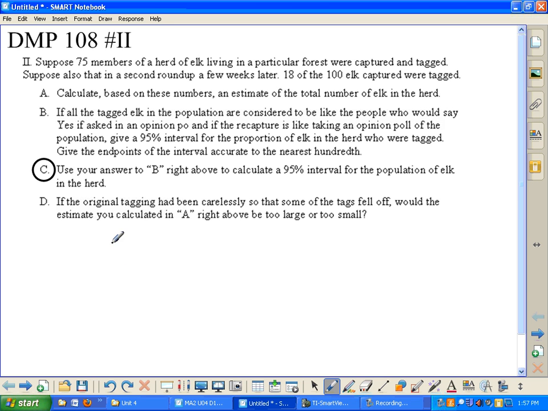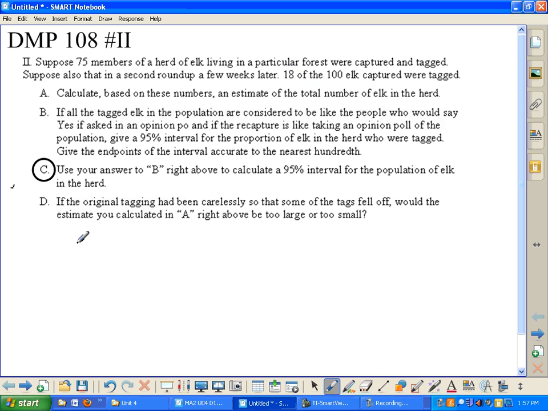So this is a typical capture-recapture problem. In the first capture, 75 elk were tagged. So 75 divided by the number in the herd would be the percentage that have tags. We don't know the total number in the herd. In the recapture, we recaptured 100 elk and 18 of them had tags.